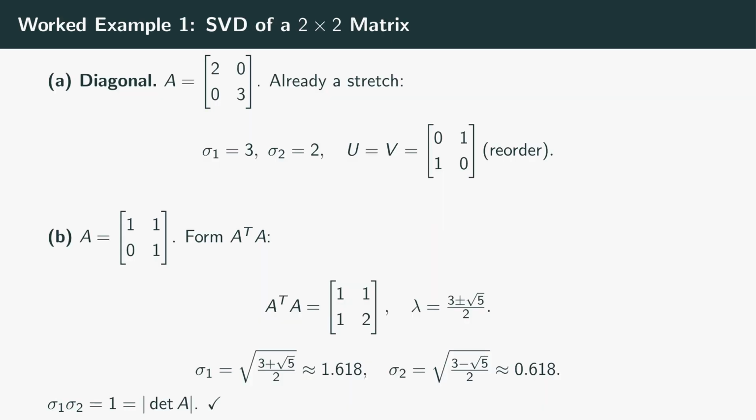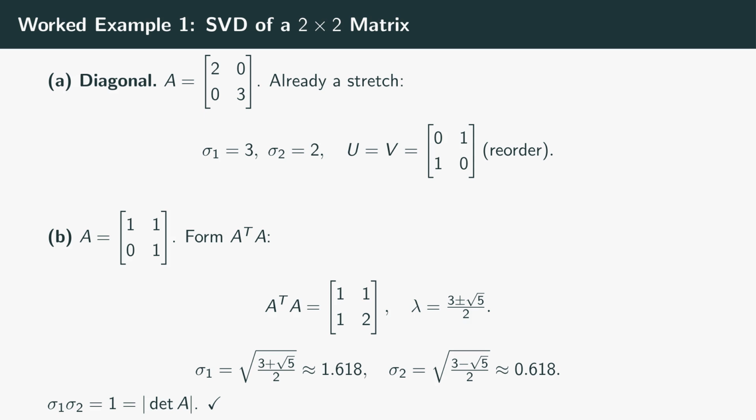Let's compute some singular values. Start with the easy case, a diagonal matrix with 2 and 3 on the diagonal. A diagonal matrix with positive entries is already a pure stretch, so its singular values are just those entries, listed in decreasing order, 3 and 2. The singular vectors are the coordinate axes, possibly reordered so the larger stretch comes first.